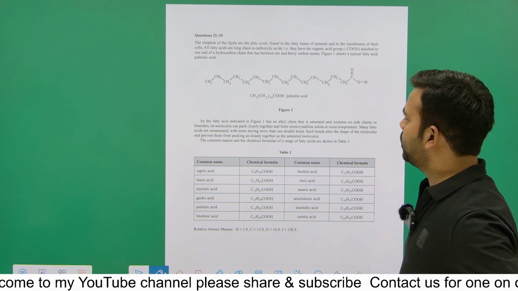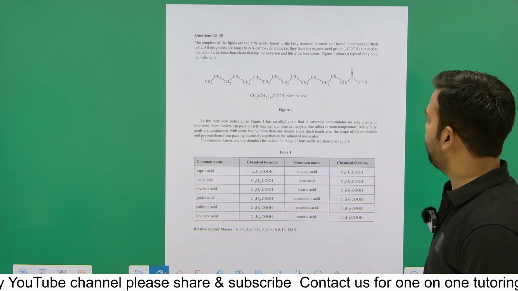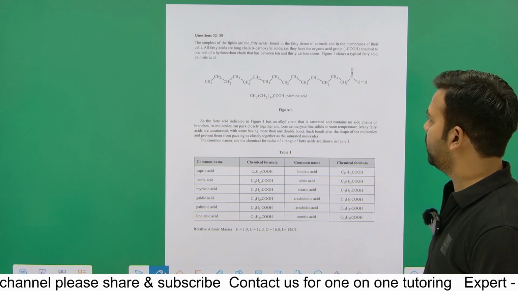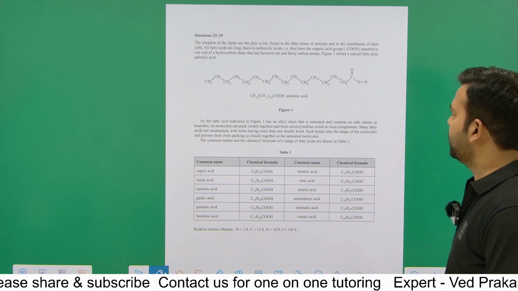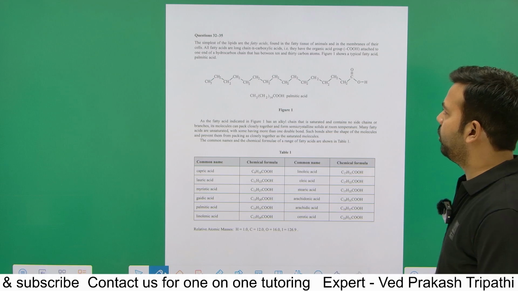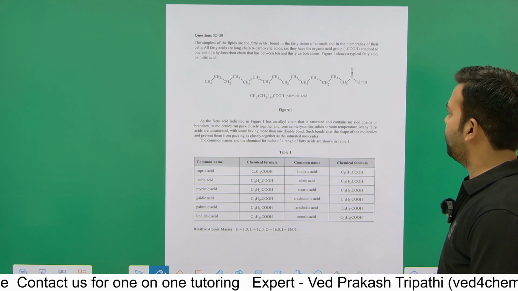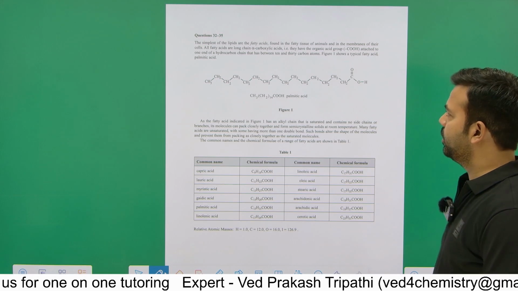So the simplest of the lipids are the fatty acids found in the fatty tissue of animals and in the membrane of their cells. All fatty acids are long chain alpha carboxylic acids, that is they have the organic acid carboxylic group attached to one end of the hydrocarbon that has between 10 and 30 carbon atoms. Figure 1 shows a typical fatty acid, palmitic acid.